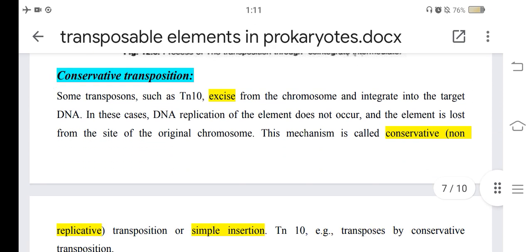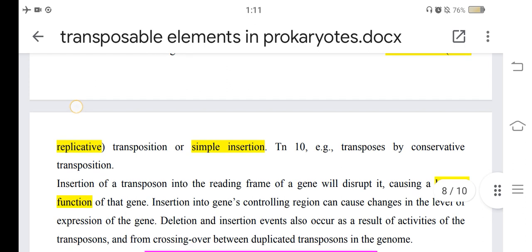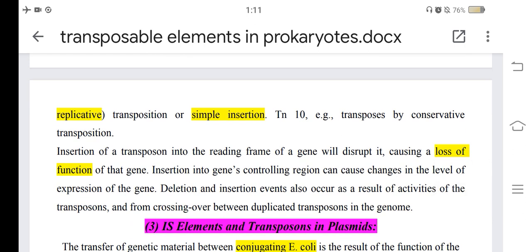Then, conservative transposition. Some transposons such as Tn10 excise from the chromosome and integrate into the target DNA. In these cases, DNA replication of the element does not occur and the element is lost from the site of the original chromosome. This mechanism is called conservative non-replicative transposition or simple insertion. Tn10 transposes by conservative transposition.